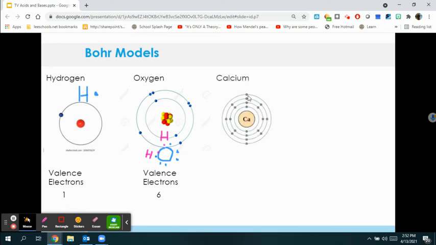Calcium, if we count that, calcium has 2 valence electrons. So calcium would look like this. Calcium wants to lose those 2 electrons to get back down to the 8, the octet rule. So when it loses those 2, it's going to be positive.